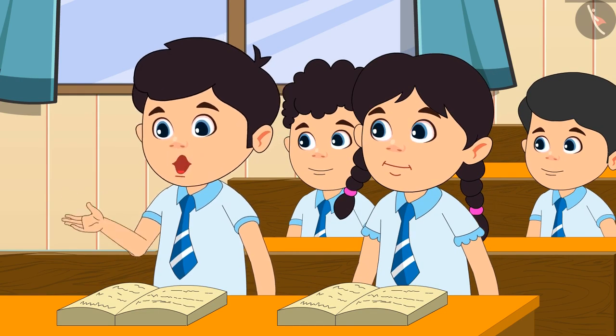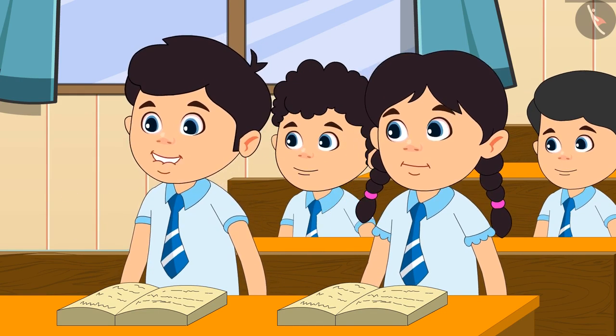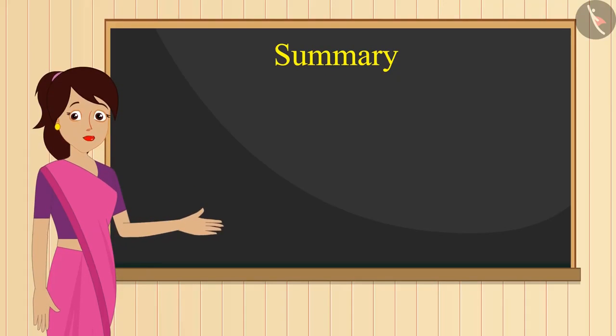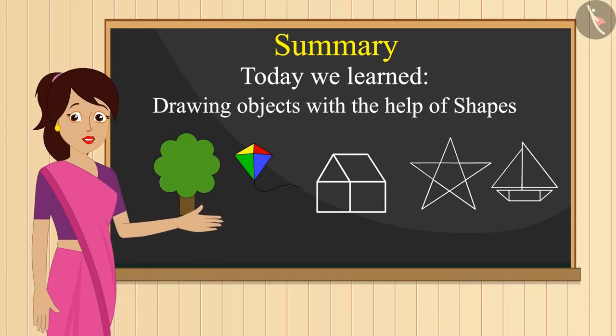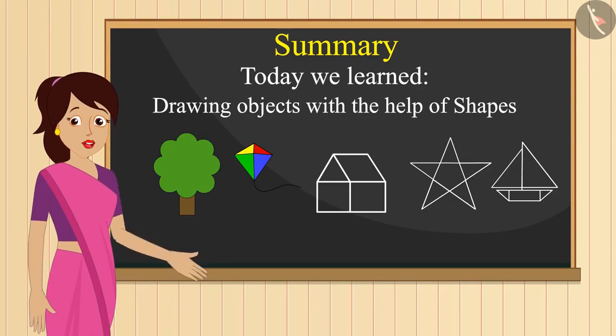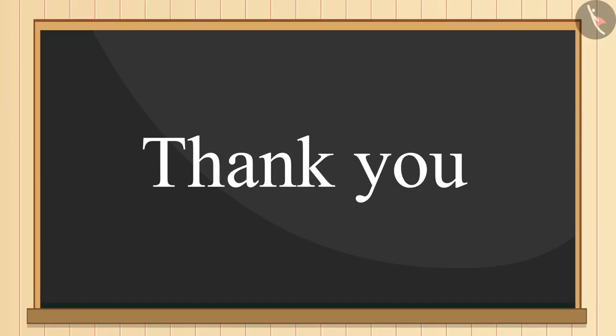Oh wow, the boat is made by just using the shapes of rectangle and triangle. Summary. So children, did you all see how easily Ravi and Priya drew objects with the help of shapes? I hope you have also learned to draw these objects. In the next video, we will learn to draw some interesting objects by joining 3 or more shapes. Thank you.